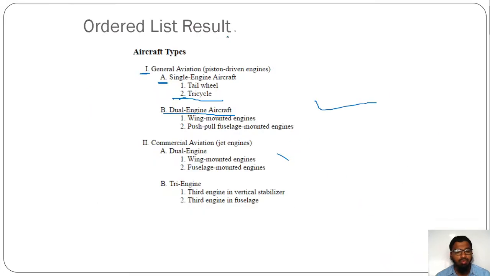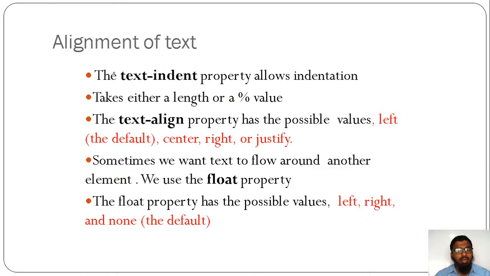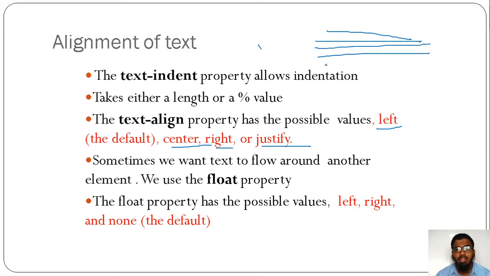Next, the ordered list and unordered list are clear, I think. I hope you understood. Now we will see the alignment of text. This is very important. It will be left, center and right or justify. These four alignments will be there. The text-indent property allows indentation. Indentation means you can write starting from here, and every paragraph will start like this.